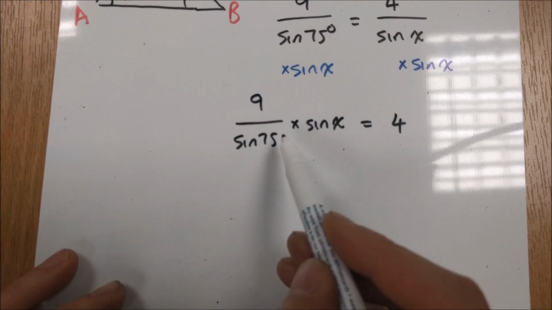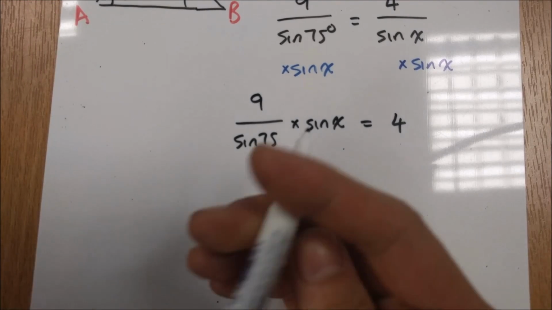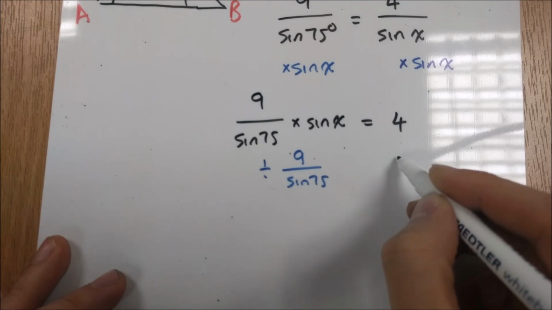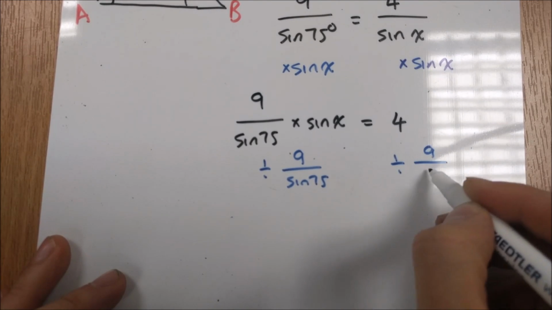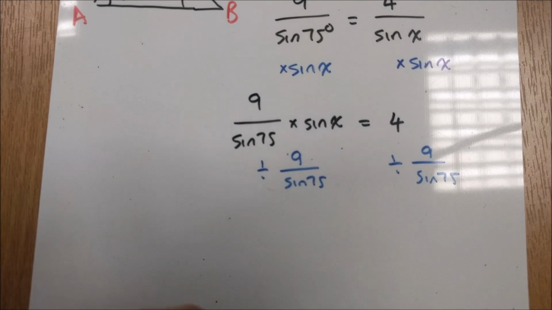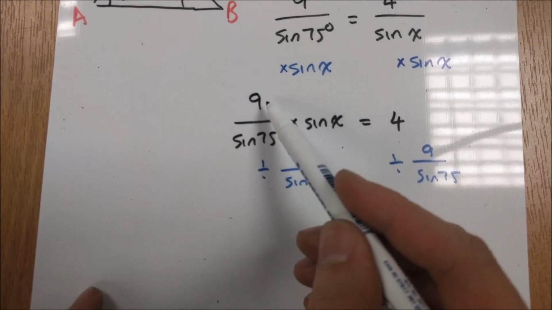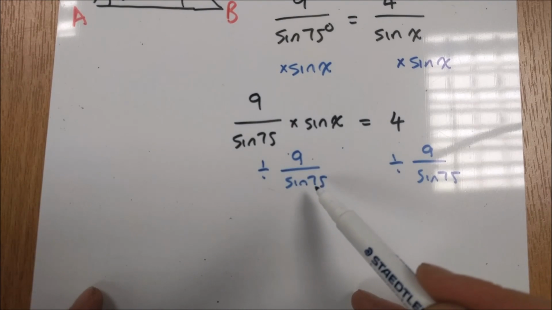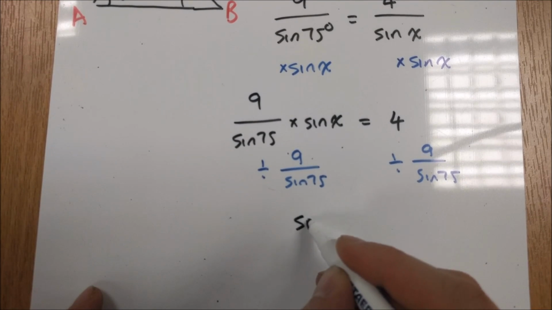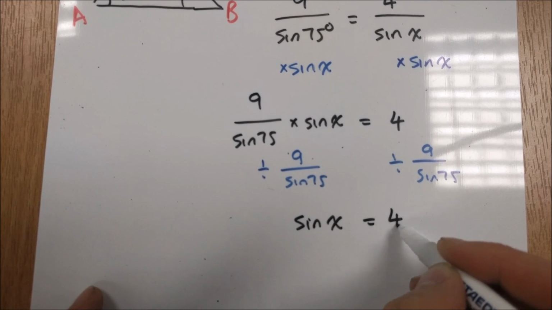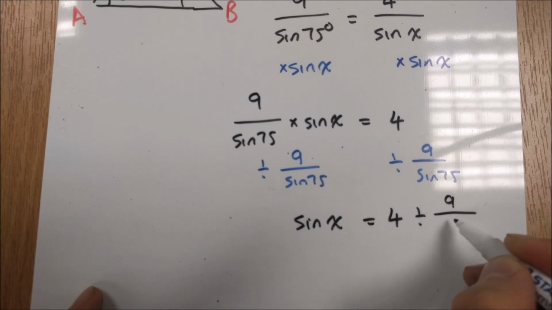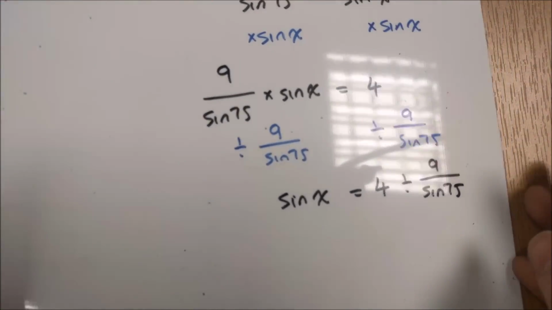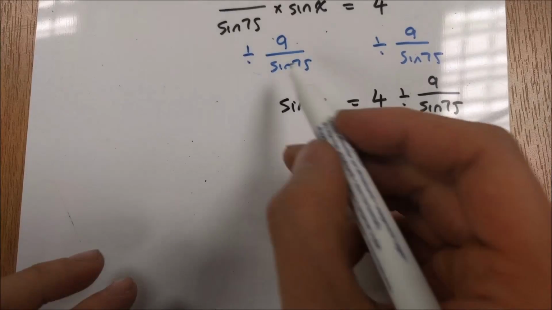Because 9 over sine 75 is times in sine x, I am going to divide both sides by 9 over sine 75. So 9 over sine 75 divided by 9 over sine 75 cancels out. I'm left with just sine of x, and on my right hand side I have 4 divided by 9 over sine 75. Now the only thing that remains on my left hand side is my sine of x.